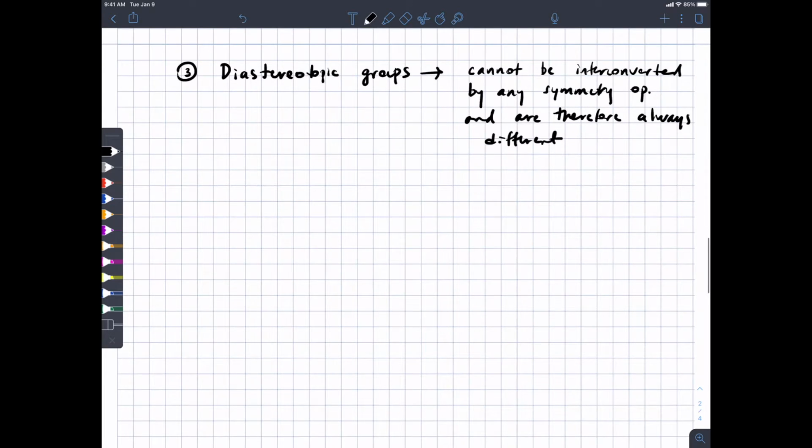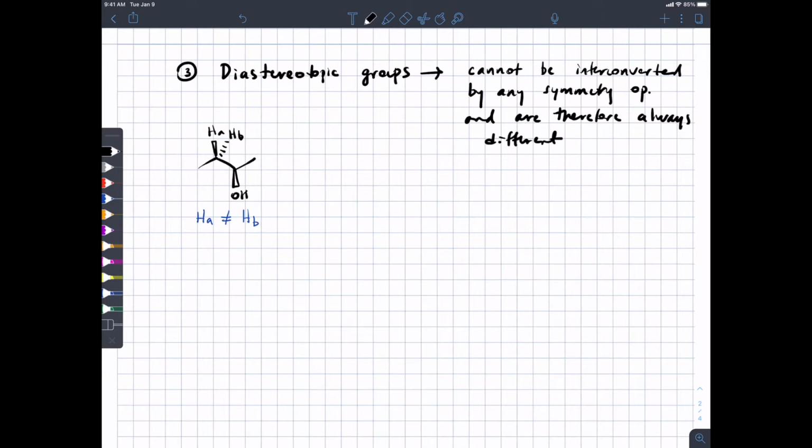So what are some examples of that? Well, the classic example of diastereotopic protons is a CH2 group in a chiral molecule. There's no mirror plane that will interconvert A and B, because the mirror plane would also switch the position of this OH group. And so the worlds without proton A and without proton B are not the same. They are diastereotopic.